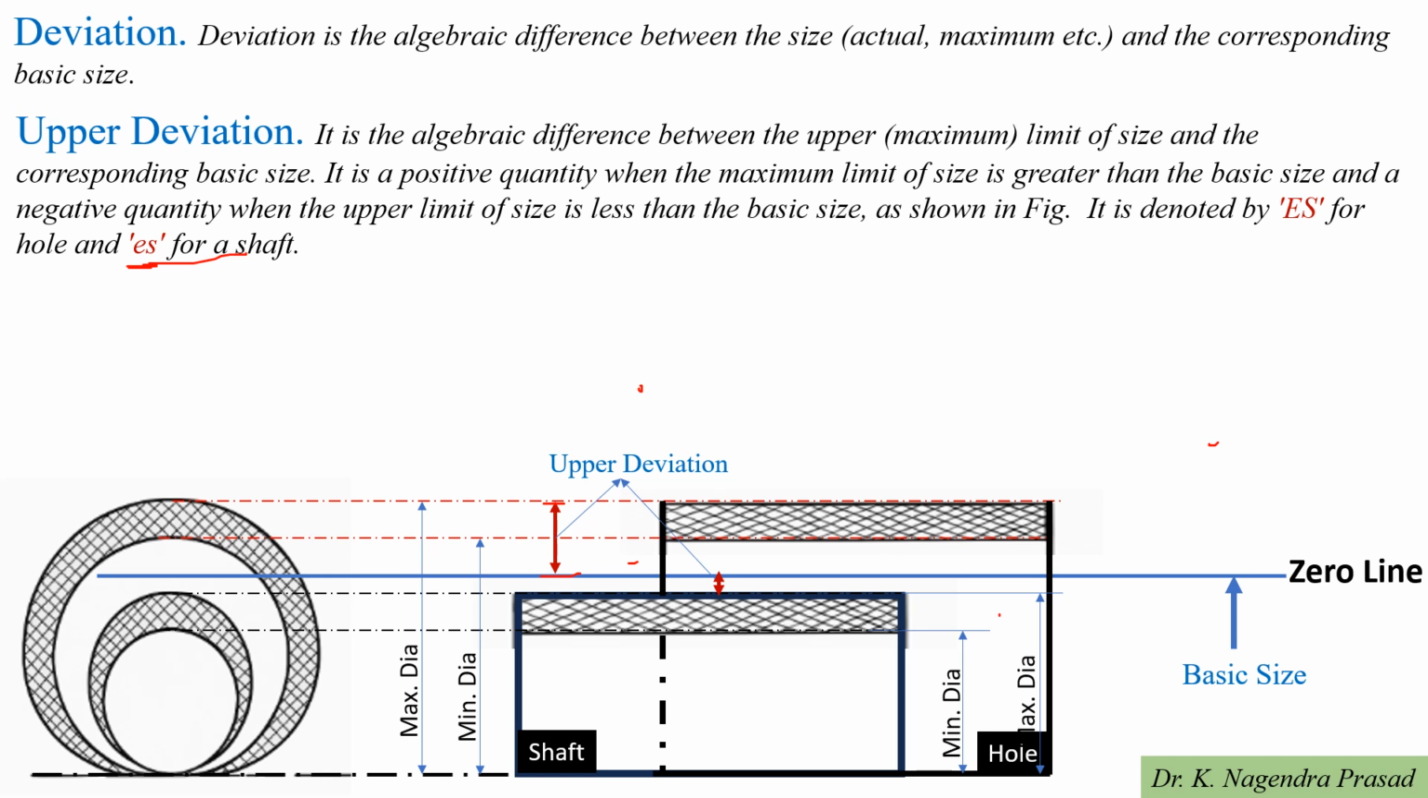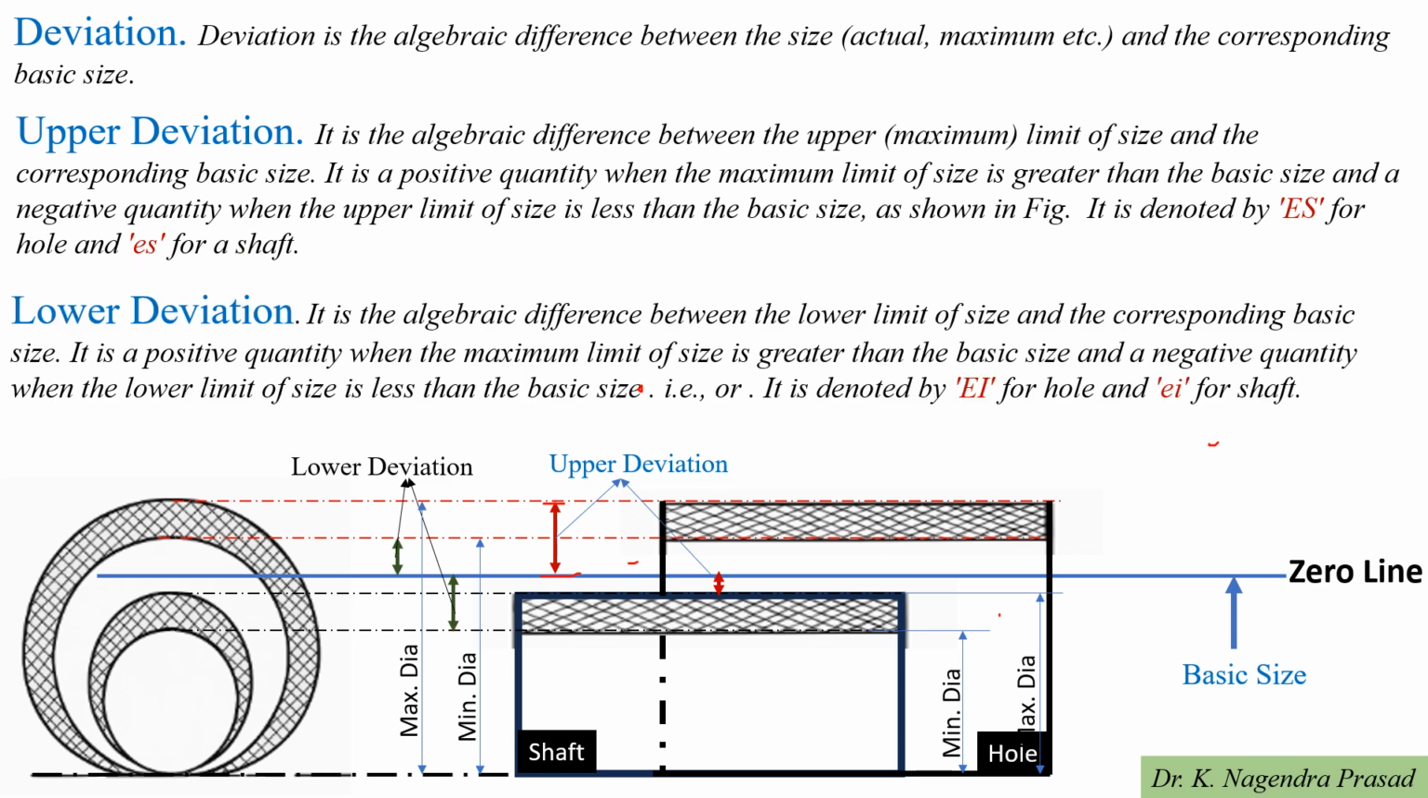So for the upper deviation, we are using the ES. Next we have to look for the lower deviation. Lower deviation is the algebraic difference between the lower limit of the size and the corresponding basic size.